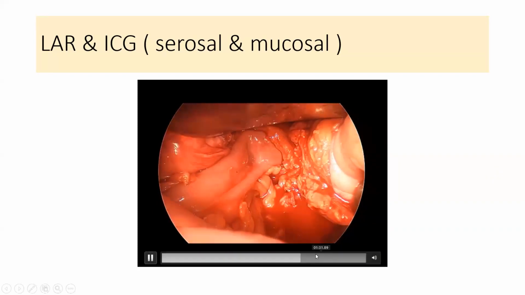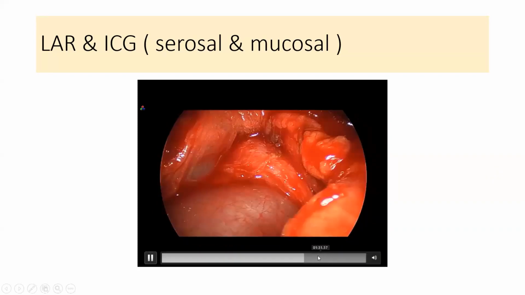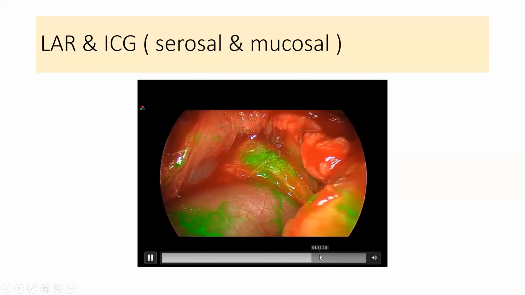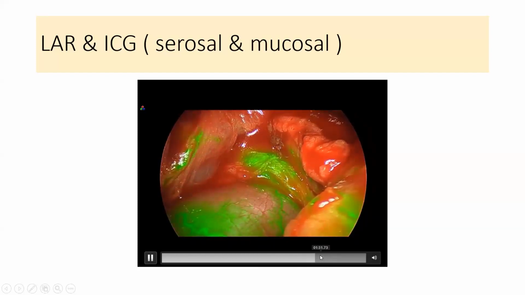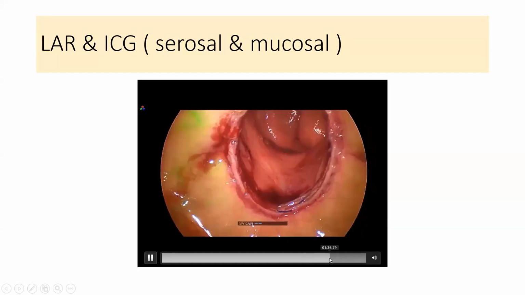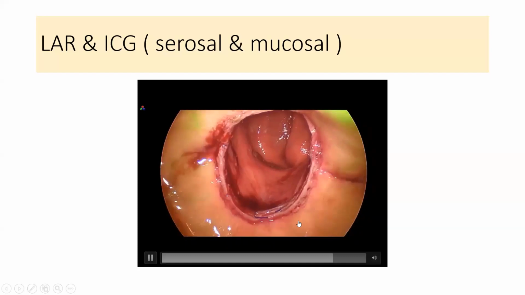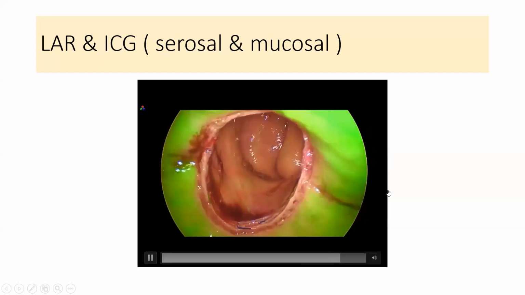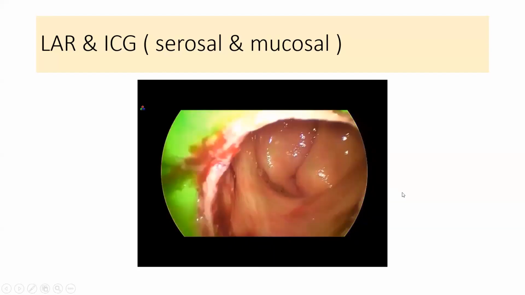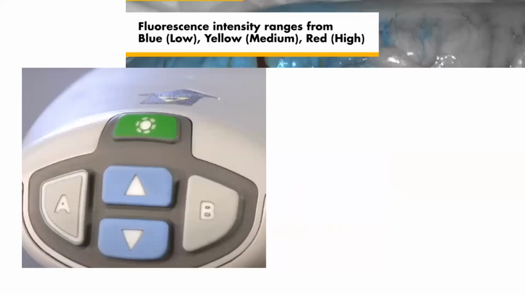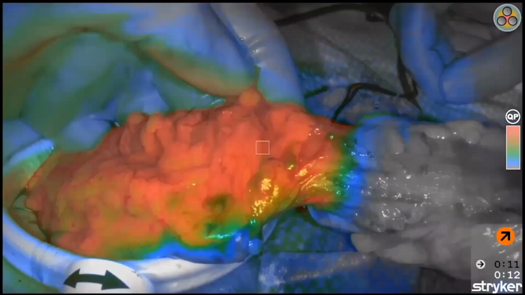So after the dye is given, we will see the vascularity on either side. The dye is appearing beautifully on both sides of the anastomosis. But what about the mucosal side? We will see it from the mucosal side. Now we are seeing it from the mucosal side, and you can see that the proximal part is not at all well vascularized. So we will have to resect the proximal part again. So that is how it is useful.